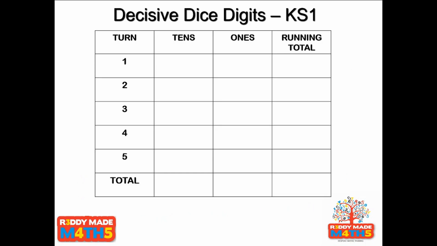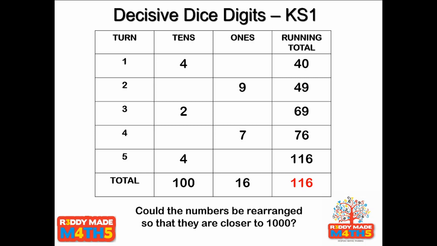Decisive Dice Digits for Key Stage 1 is about making it as close as possible to 100. So here's a filled-in grid where there were 4 tens, which made 40, then 9 ones, which made 49, back to the tens, 2 tens, which gets you to 69, another 7 is 76. And that final option then, we're at 76. If we added 4 to the ones, we'd be at 80, which would be 20 away. If we add them to the tens, we're at 116, which is 16 away. So just about closer that way.